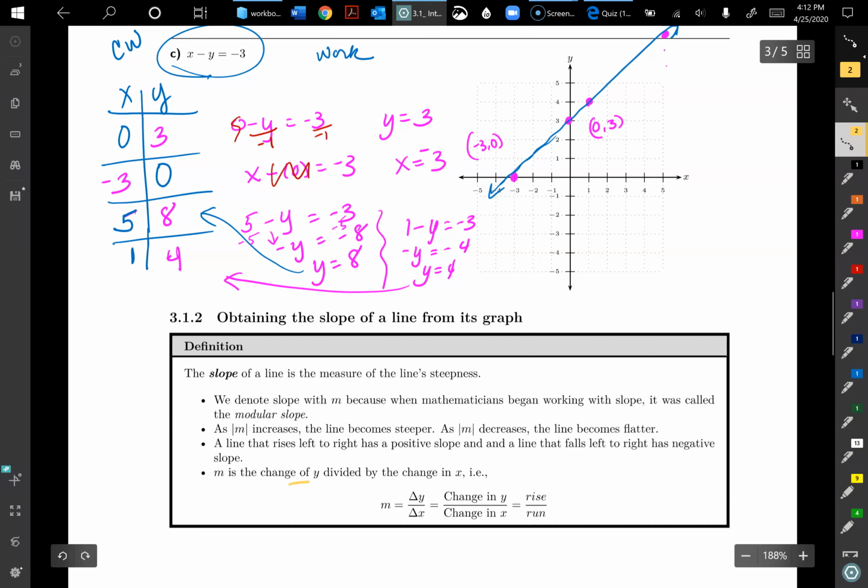m is the change of y divided by the change of x. So these symbols here, this little triangle, that means delta y, or change in y over change in x. So it's always the vertical change over your horizontal change. You may have heard that as rise over run.